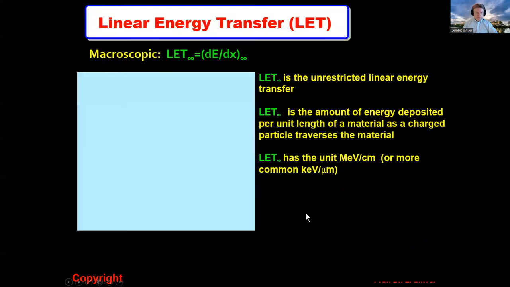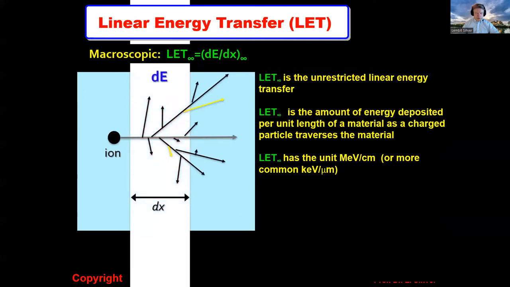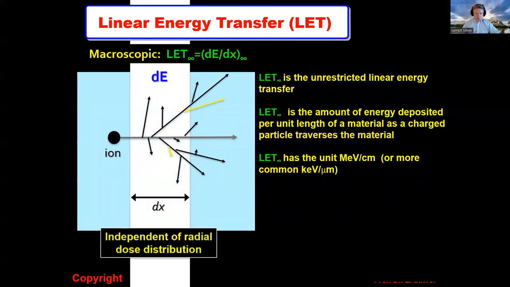So let's look at the linear energy transfer. When we talk about linear energy transfer, mostly we consider the unrestricted linear energy transfer. The unrestricted linear energy transfer is the amount of energy deposited per unit path length of a material as a charged particle traverses the material. So unrestricted LET has the unit MeV per centimeter, or more commonly keV per micrometer. So stopping power is the energy the particle is losing per path length, and the linear energy transfer is how much is transferred to the target. So the unrestricted LET is the same as the stopping power.